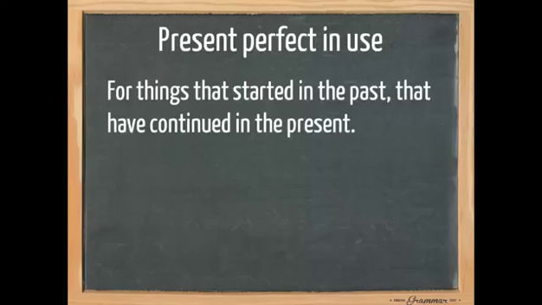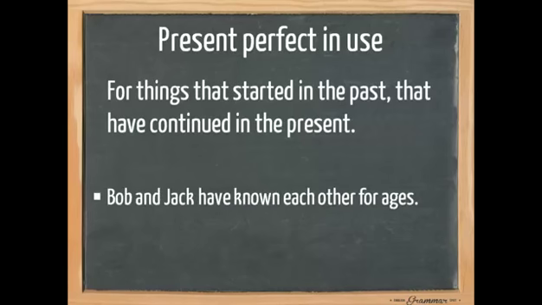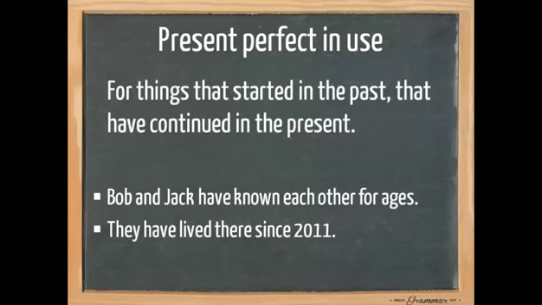We also use the present perfect for things that started in the past, but that have continued in the present. For example, Bob and Jack have known each other for ages. For example, they met in the 1970s and they are still friends. They have lived there since 2011, so they moved there in 2011 and they've continued to live there.